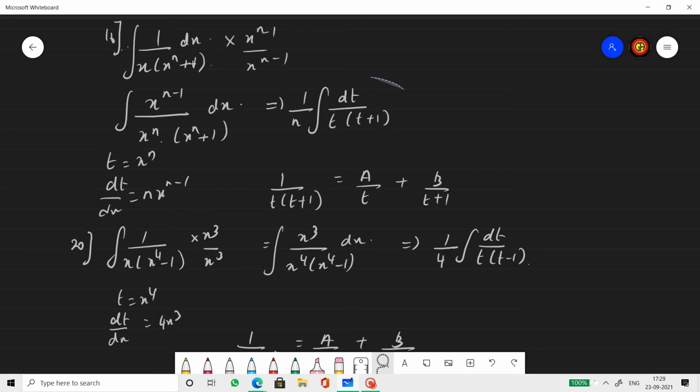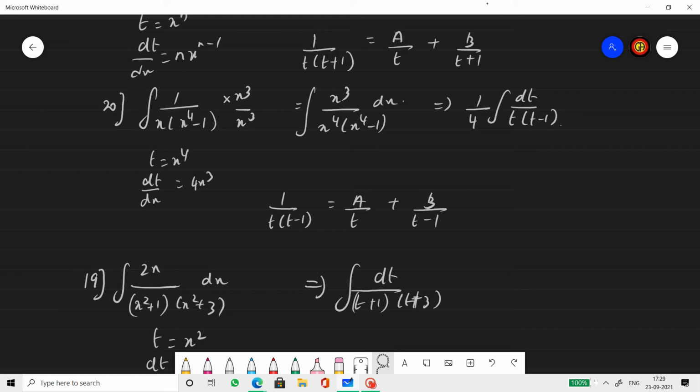Then take this separately, partialize it, and find the values of a and b. Once you find a and b, integrate in terms of t itself, and lastly substitute what you've assumed as t. You'll get the answer for the 16th one.